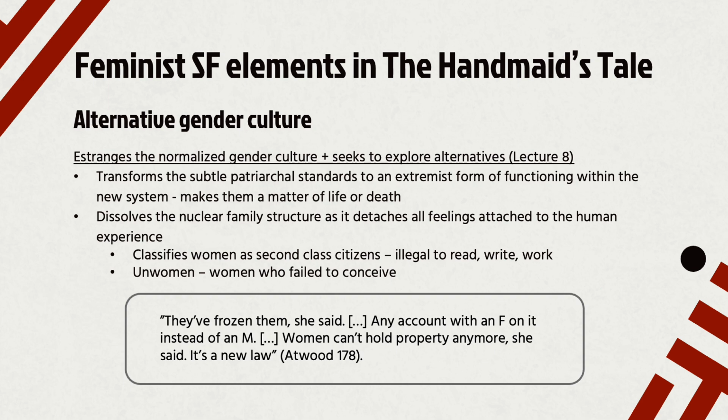She also subverts the normalized gender culture by doing it to an extreme form, and by doing this she classifies women in this universe as second-class citizens, which can be seen in the way that the system in place in the Republic of Gilead makes it illegal for women to read, write, work, and basically have any individual agency or autonomy over not only their reproductive rights and reproductive autonomy, but also just their own individual selves as well.